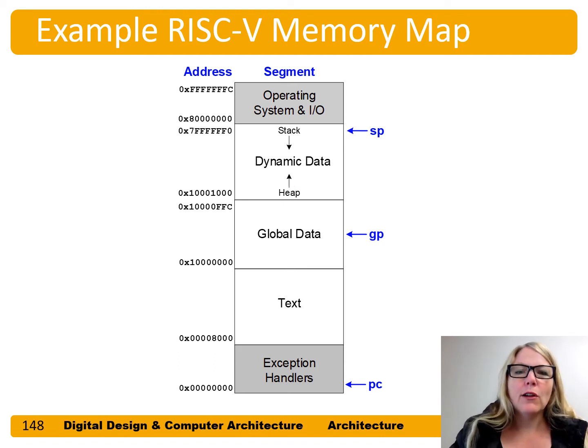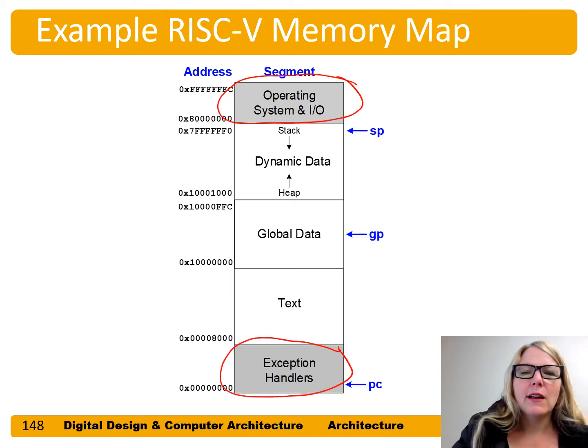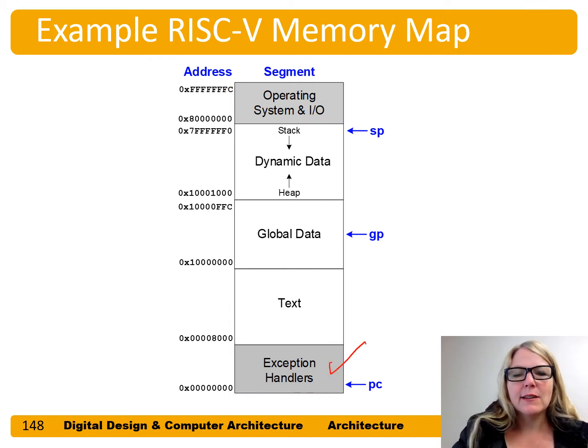And we also have some reserved sections here, reserved for the operating system and I/O, input-output, and exception handlers, shown on the bottom in the lower part of the memory address space. This is the memory map, and we also have registers associated with these.